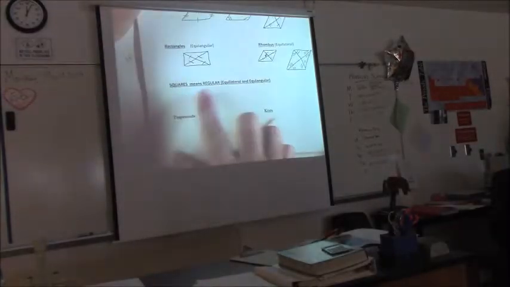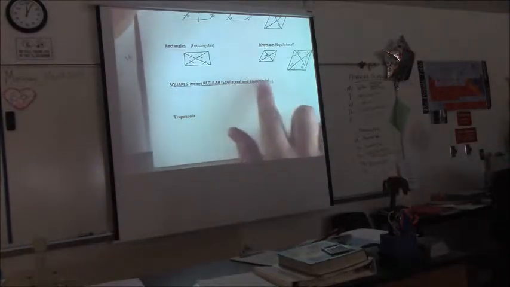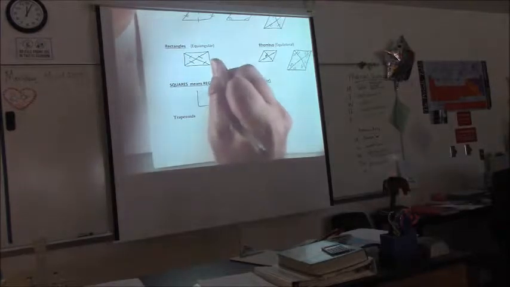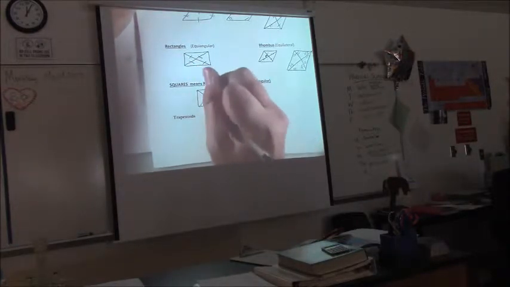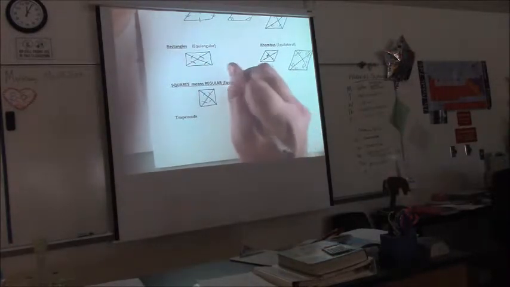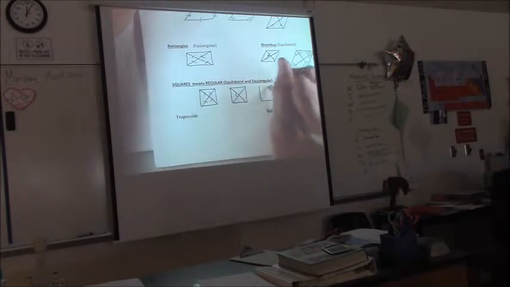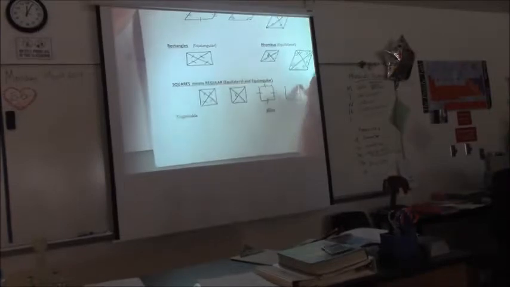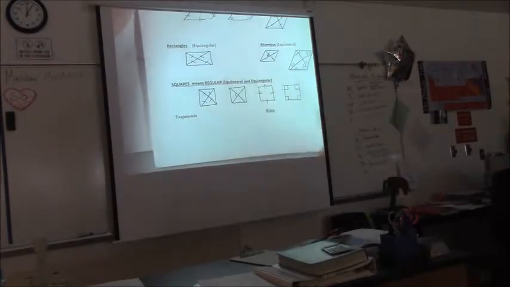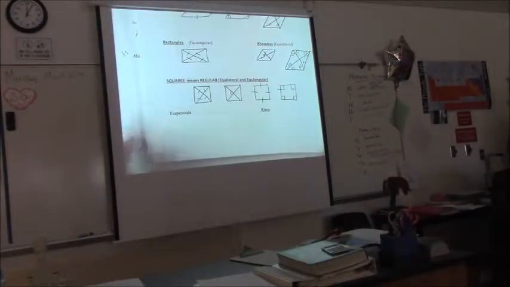Now remember, a square is regular, so it's both equilateral and equiangular, and it has everything. A square is a rectangle, so all the diagonals are equal. A square is a rhombus, so the diagonals are perpendicular. Remember, all the sides are going to be the same because it's a rhombus, and all the angles are going to be 90 because it's a rectangle. So it's both a rectangle and a rhombus.